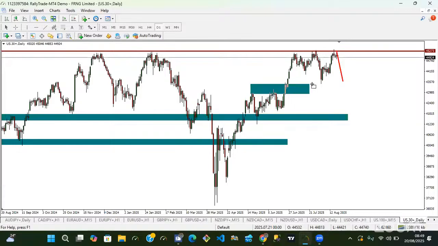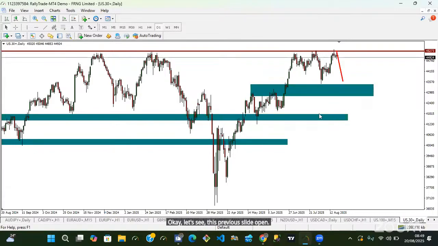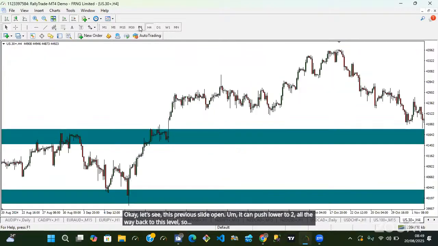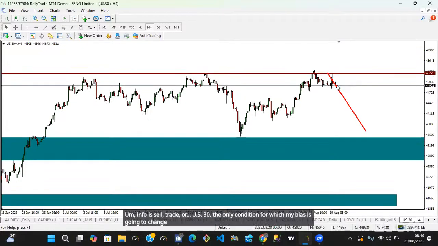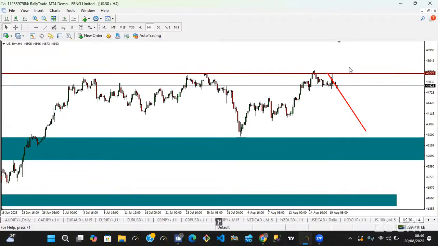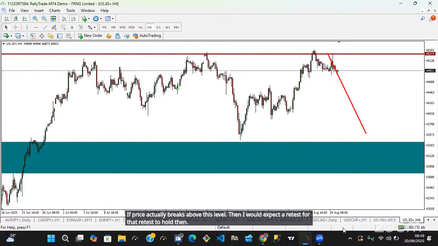Okay, let's see, this previous high broken. And it can push lower to 2, all the way back to this level. So I'm in for a sell trade on US 30. The only condition for which my bias is going to change for a buy is if price actually breaks above this level, then I will expect a retest. For that retest to hold, then we'll push further to the upside.